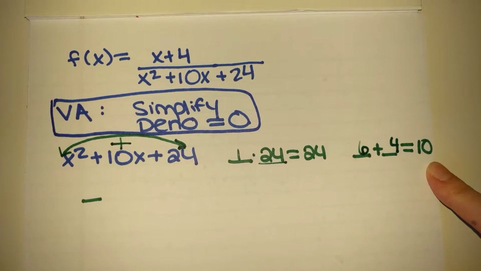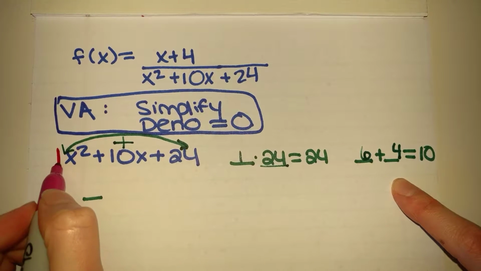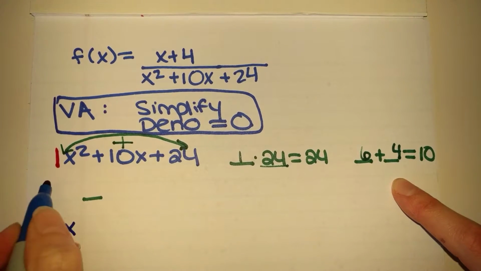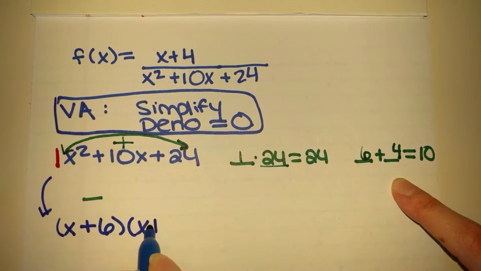Now, once you have the 6 and the 4, because of the fact that this is 1x squared, we can then just plop down that winning combination. So you could just immediately say that this factorization is going to be x plus 6 and x plus 4.